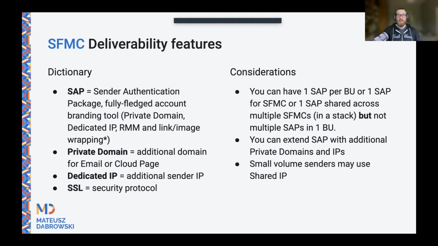The shared IP works like this: instead of having your own IP, you are using the marketing cloud dedicated IP that is shared across multiple different companies. And this is possible only until you go over, if I remember correctly, 100,000 mails a month. When you go above it, you will automatically be forced to go to the dedicated IP.